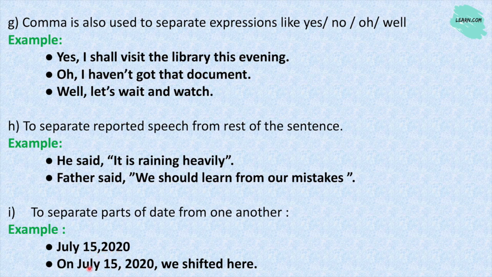Or if you want to write in the form of a sentence: On July 15th, 2020, we shifted here. So we are separating the date and the year from the rest of the sentence with the help of the comma. This is a very common use.